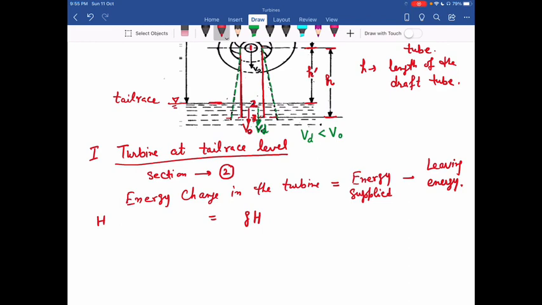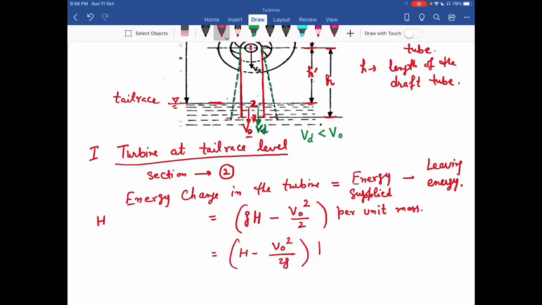Okay, that becomes GH minus, now the leaving energy is with respect to VO, and that per unit mass I can write as VO square divided by 2. So this is per unit mass. Or I can write this energy change in turbine per unit weight. So that is H minus VO square divided by 2G. This is per unit weight.